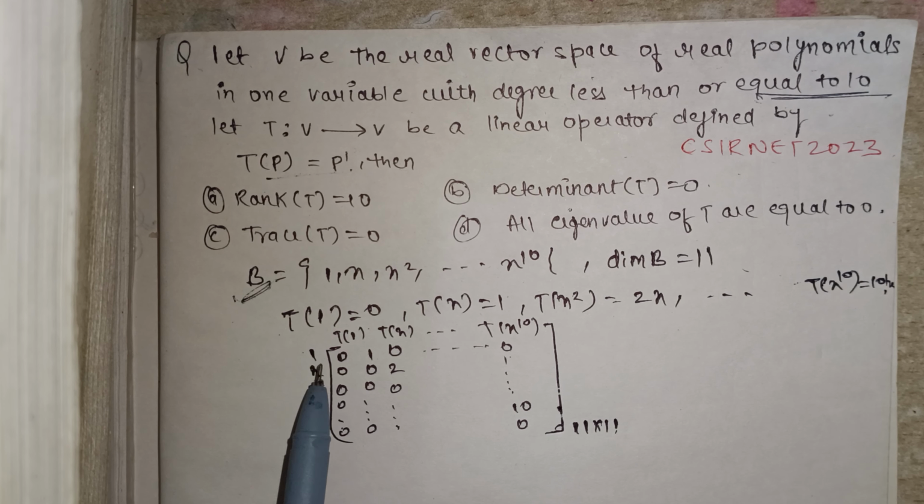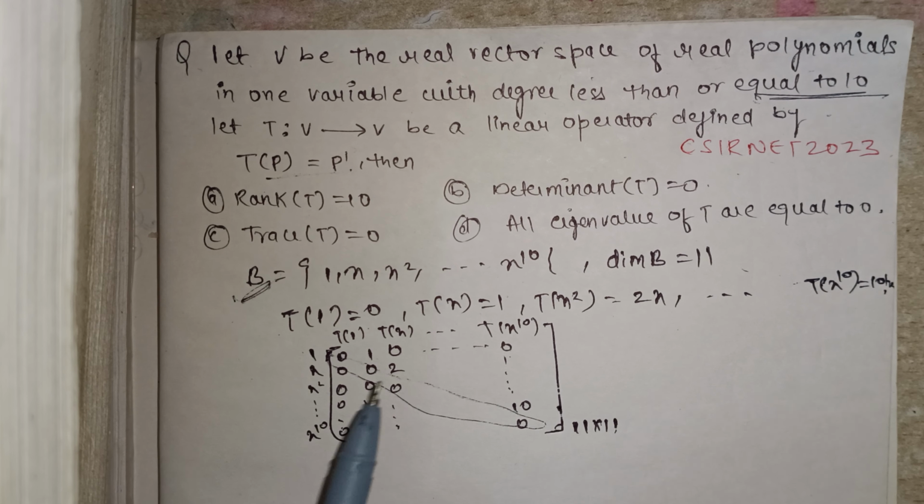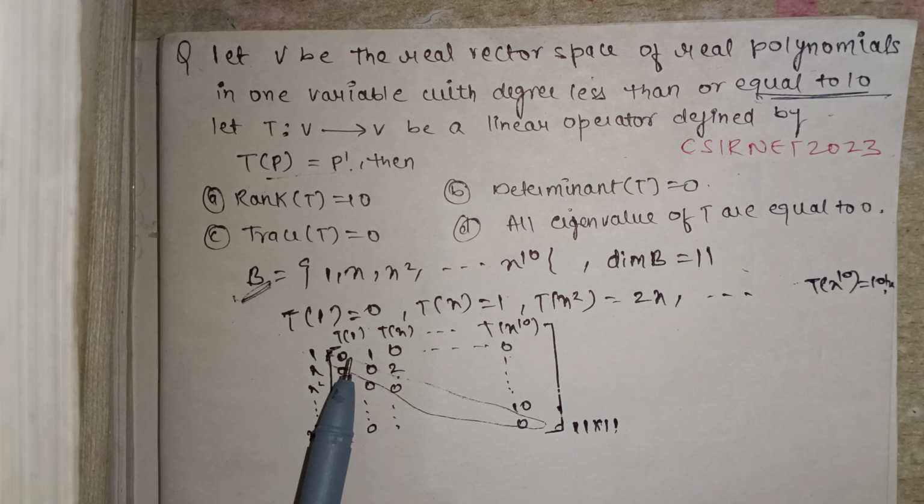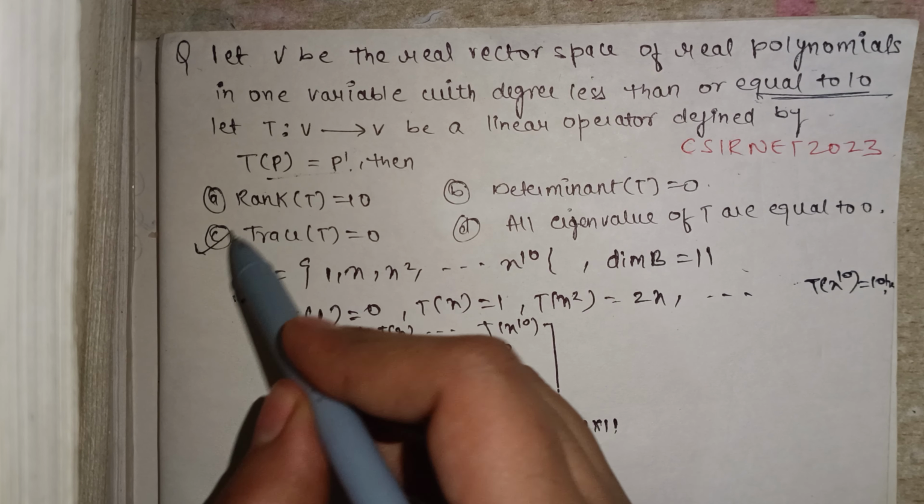So here we see that the trace of this matrix is what? The trace of this matrix is 0. That is, trace is the sum of all diagonal elements, which is 0. So option C is correct.